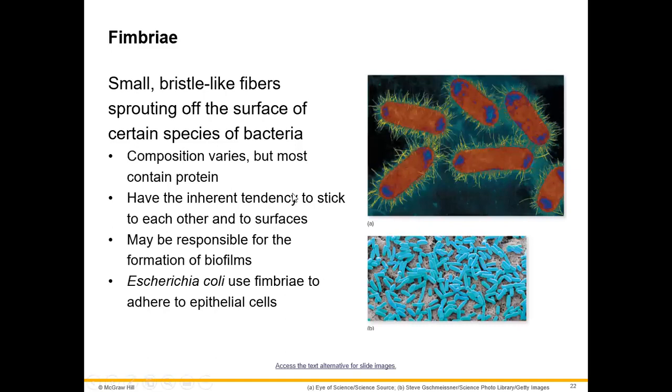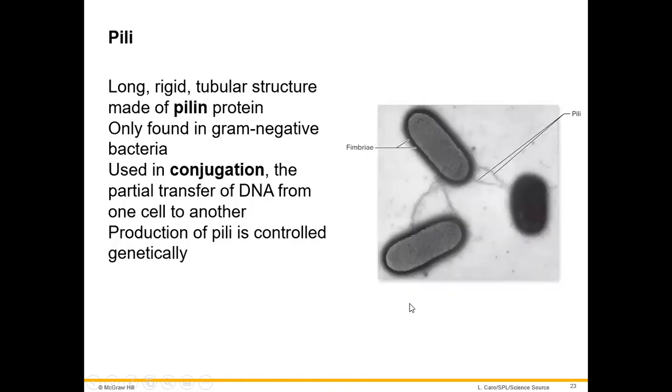Fimbriae are these small bristle-like fibers on the surface of the bacteria. Composition varies, but most of them are just made of protein. They have a tendency to stick to each other and to surfaces, and it may be responsible for formation of biofilms. E. coli uses fimbriae to adhere to epithelial cells. So that would be considered a virulence factor.